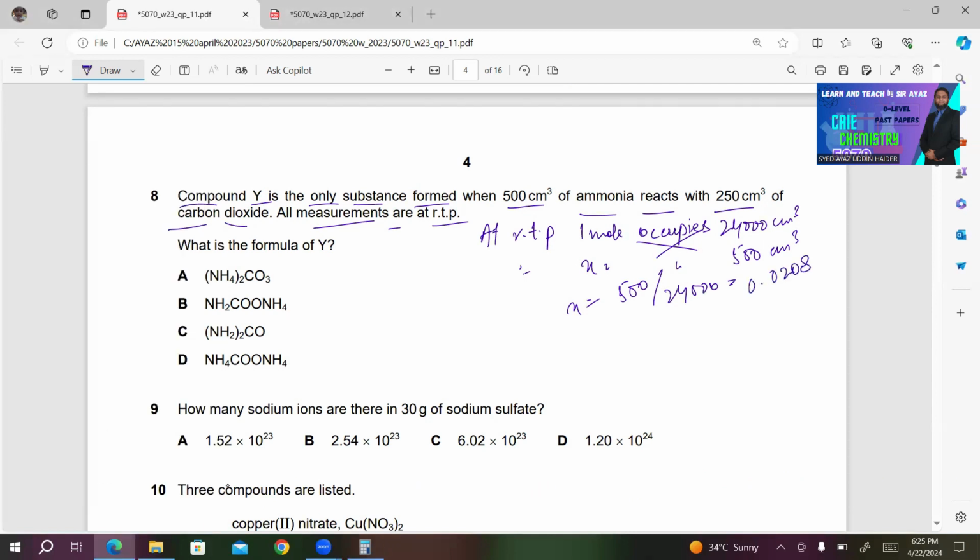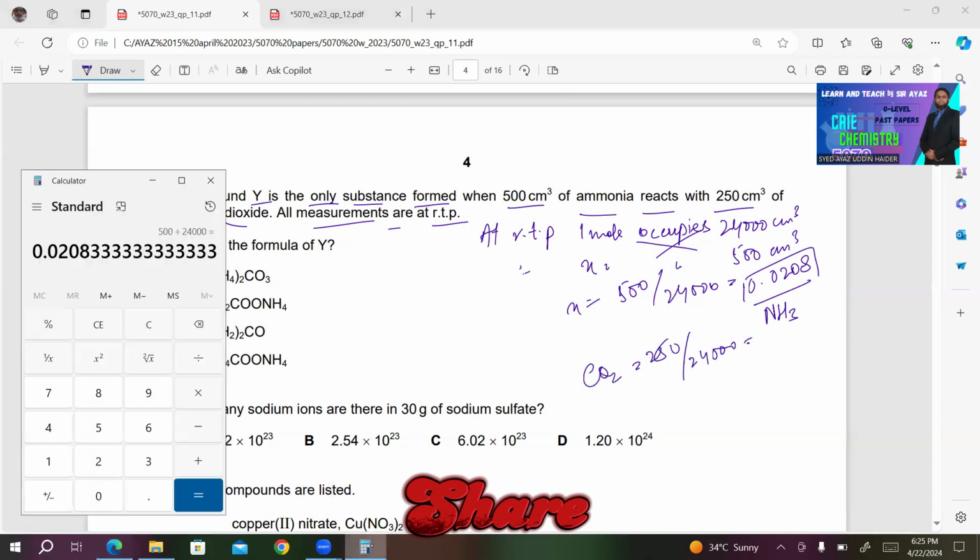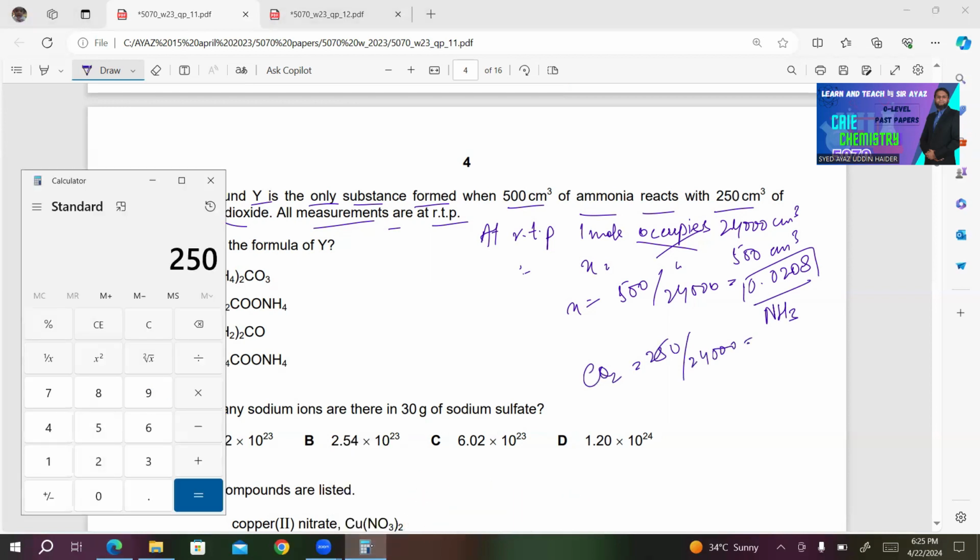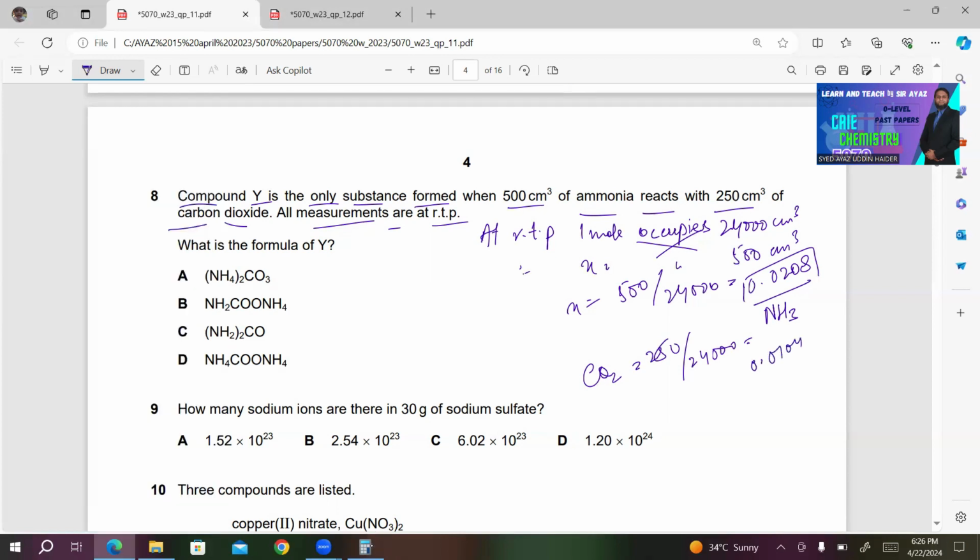0.0208. What about carbon dioxide? The same logic will be applicable for carbon dioxide. This is for ammonia. So for carbon dioxide, we'll get 250 divided by 24,000, 0.0104. These are the moles for carbon dioxide.